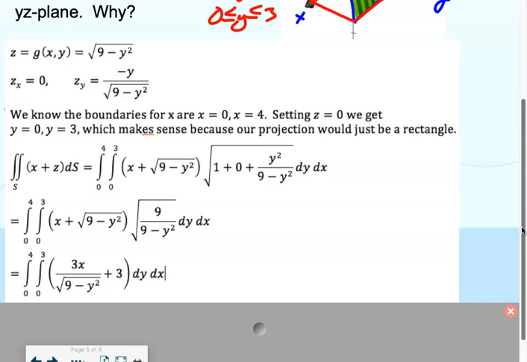And remember, root 9 is just 3. So I distributed. You get 3x over square root of 9 minus y squared plus 3. Antiderivative. Wait, how did... Are you serious? Not arctan, it's arc sine.